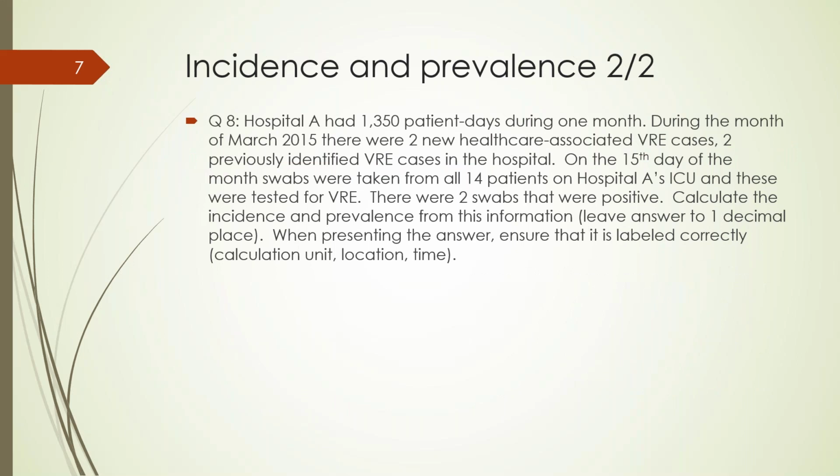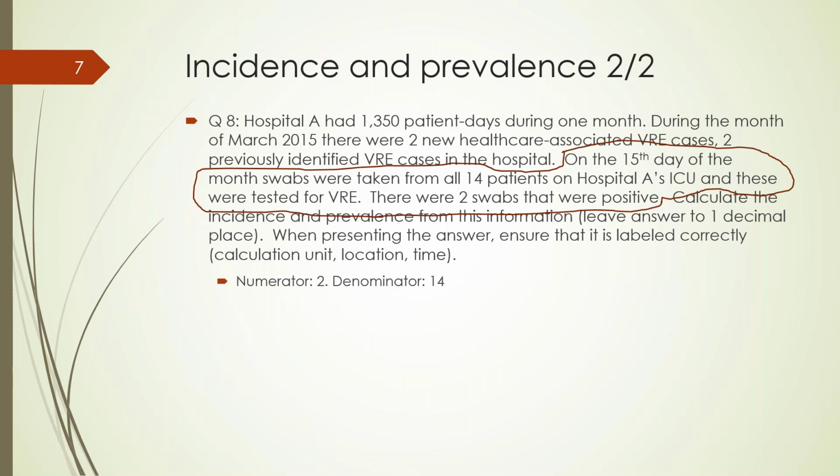So the second part of the question is the prevalence. And so on the 15th day, there were swabs taken from all 14 patients, and these are tested for VRE, and 2 were positive. So your numerator is 2, your denominator is 14. And you can think of prevalence as being a snapshot of the proportion of patients who are positive on the day that the snapshot's taken.